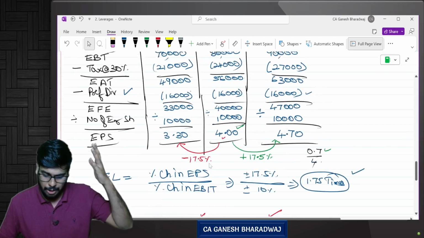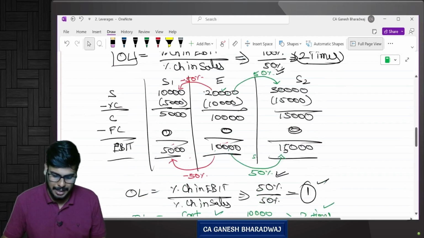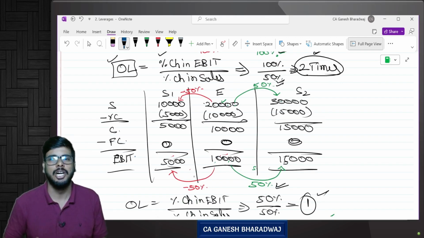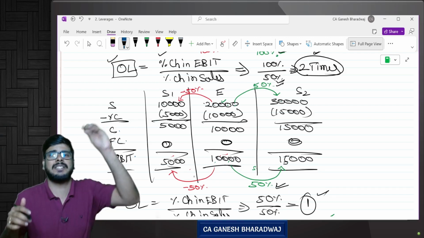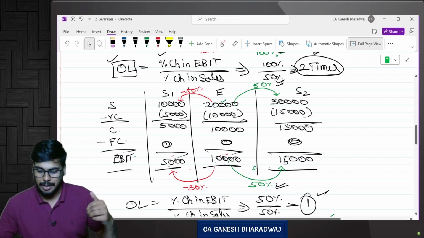Operating leverage. I'm not talking about financial leverage. I'm talking about operating leverage. Correct. Contribution divided by EBIT. So what is EBIT? EBIT is nothing but contribution minus fixed cost. Correct or not? So can we say it is nothing but contribution divided by contribution minus fixed operating costs? Correct. Similarly, here it is going to be what?